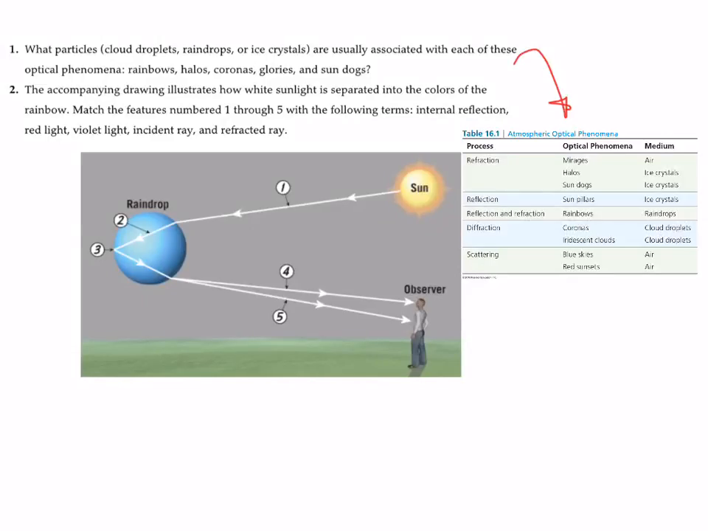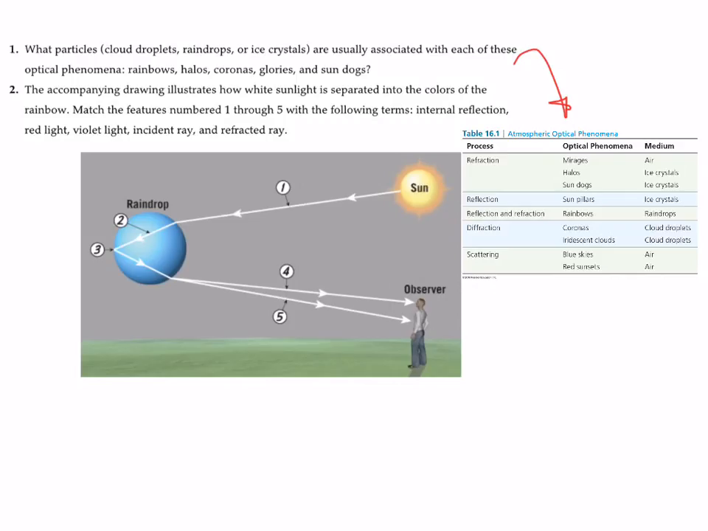When you come take your test. So this is chapter 16 homework that's going to be due. The first one is what causes these things: rainbows, halos, coronas, glories, and sundogs. And again, it's kind of like, what sort of particle is it? So we talked about that tonight. You should do fine with that.